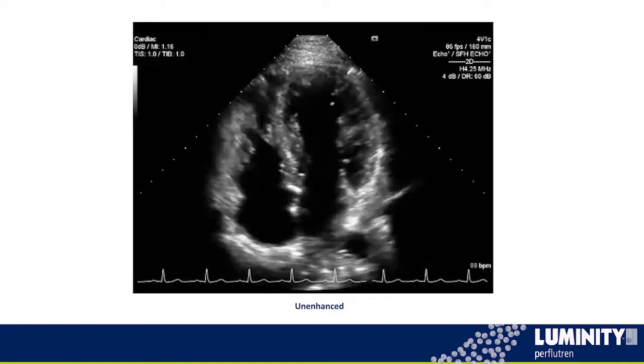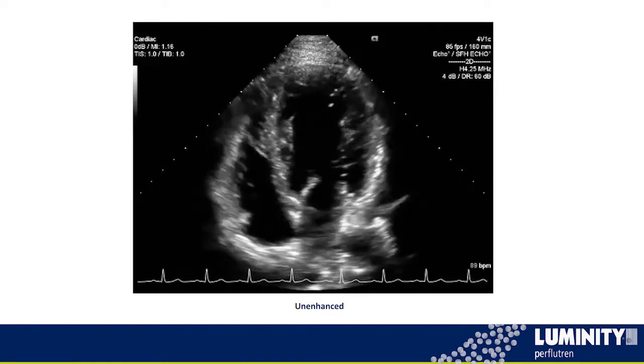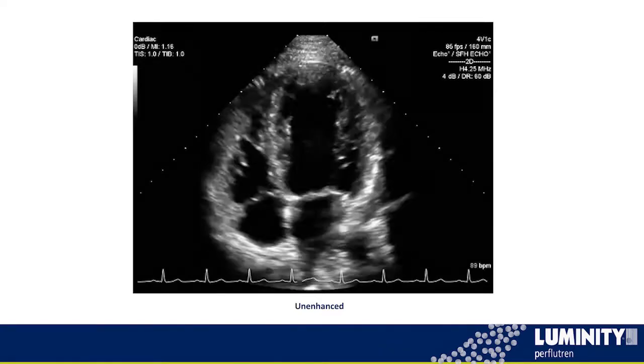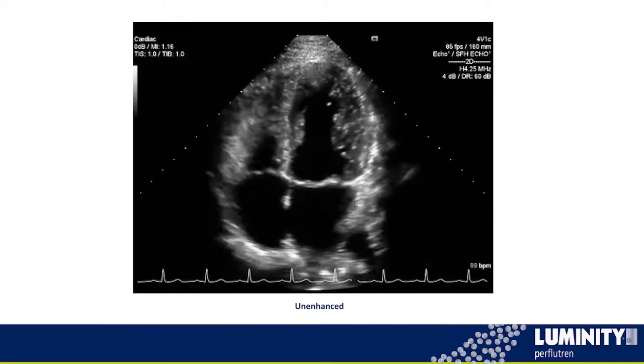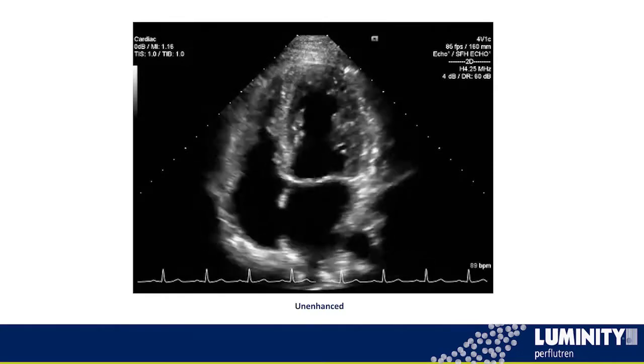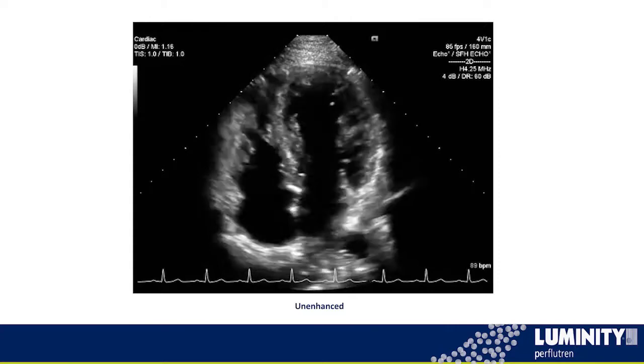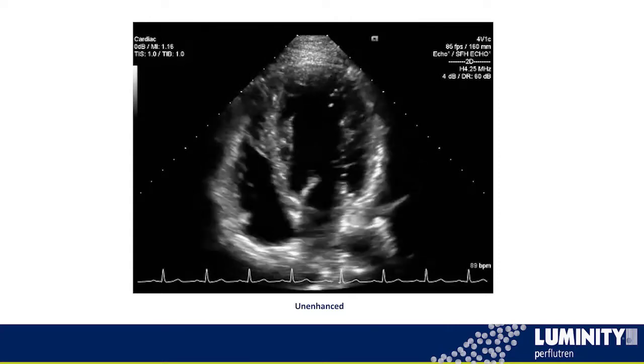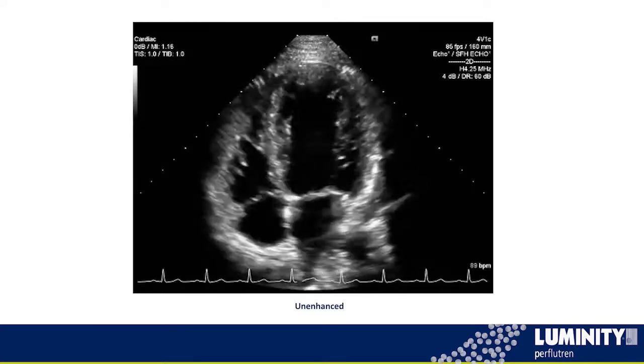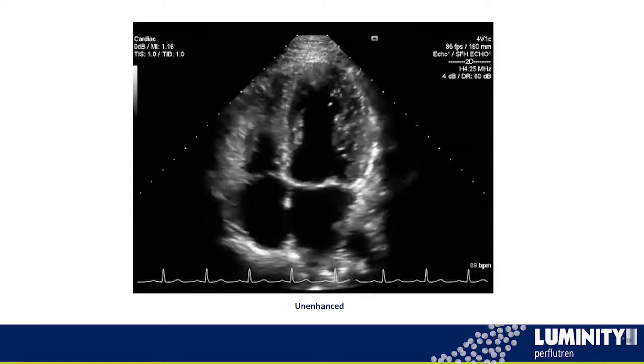So here, my question is, the function looks okay. The left ventricle looks a little thick. We can see some of these heavy trabeculations. Now, this is a lady with a history of hypertension, right? Look at that inferior septum. It looks pretty thick at first glance. Can't really see the apex.